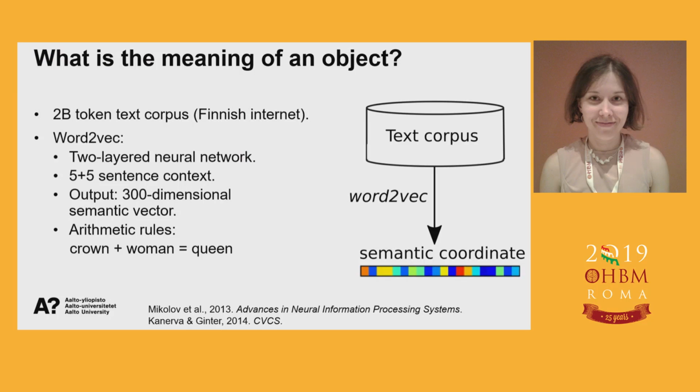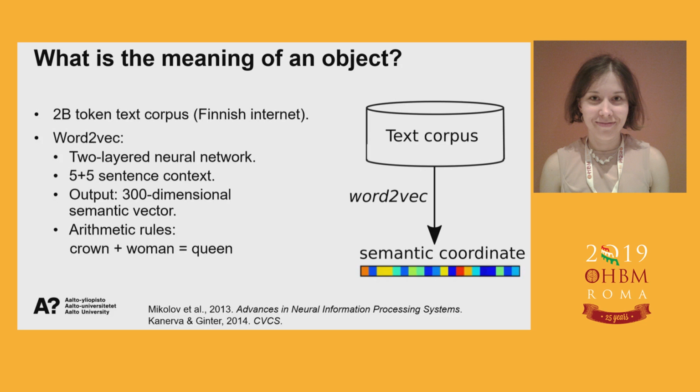But in order to move on with this question, we needed to ask ourselves, what is the meaning of an object, and how can we put it into numbers? And this we asked the internet. We utilized a 2 billion token corpus of the Finnish internet and applied Word2Vec. And Word2Vec is a 2-layered neural network that maps words to vectors based on sentence context. In this case, it was 5 words previous to the word and 5 words after. And using this method, we got 300-dimensional semantic vector representations for each of the words that we used.